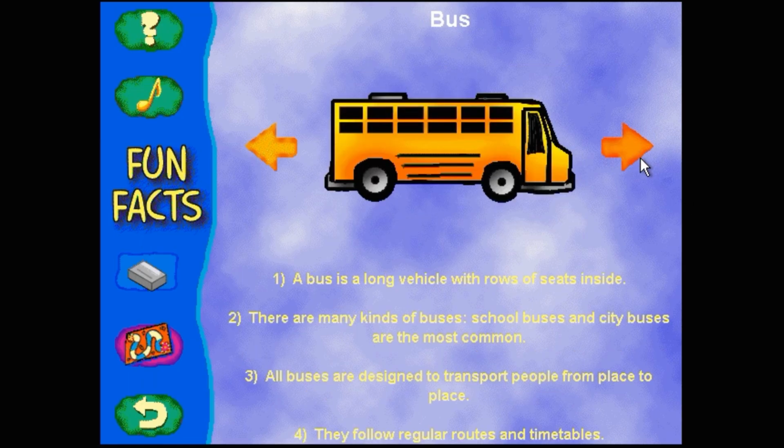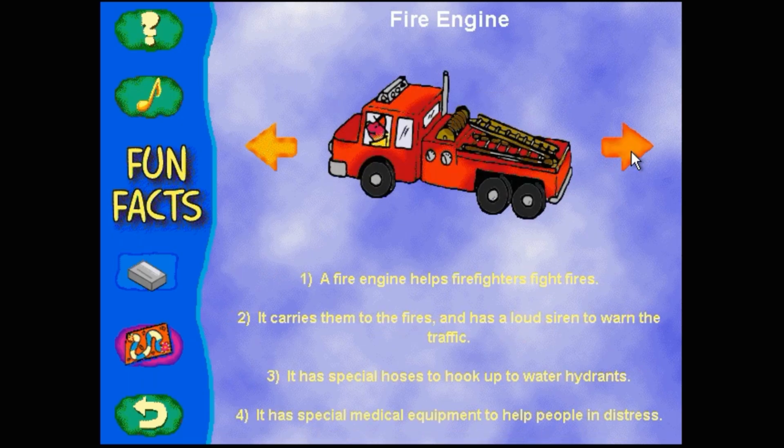Bus. A bus is a long vehicle with rows of seats inside. There are many kinds of buses. School buses and city buses are the most common. All buses are designed to transport people from place to place. They follow regular routes and timetables.